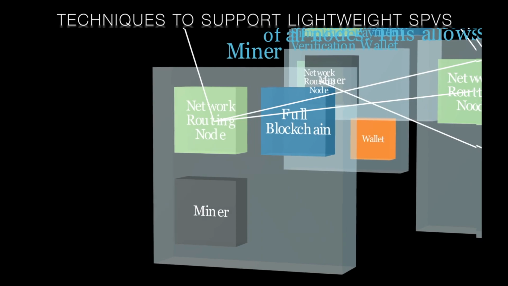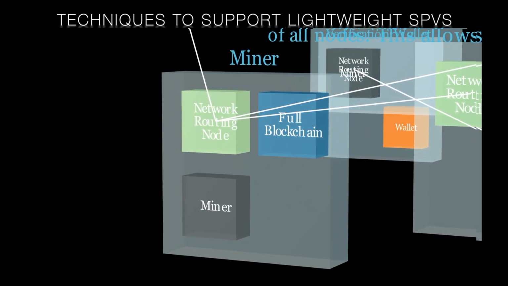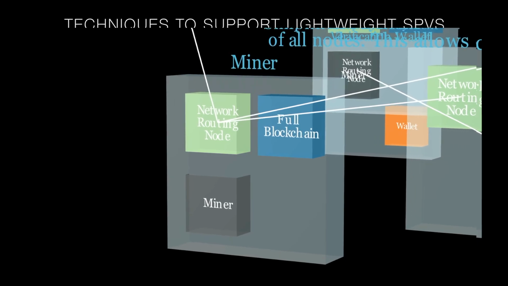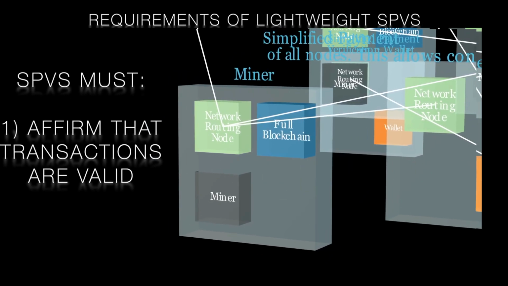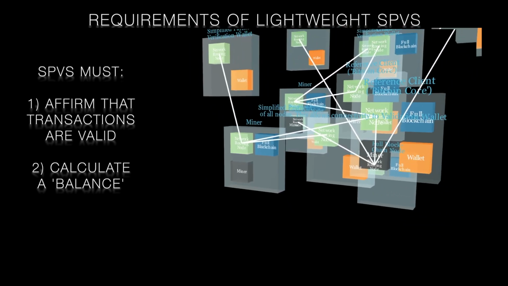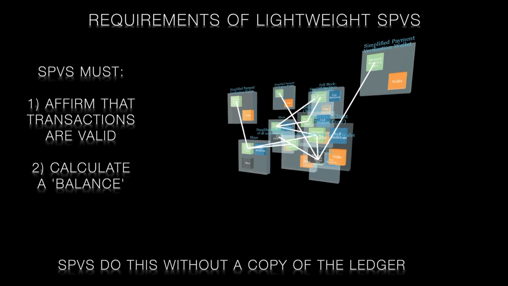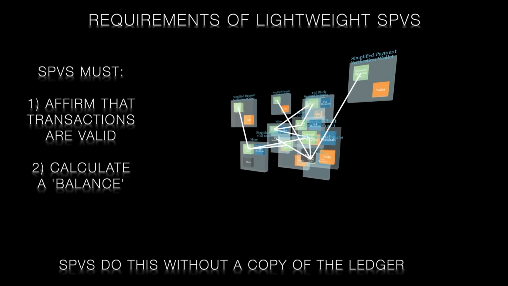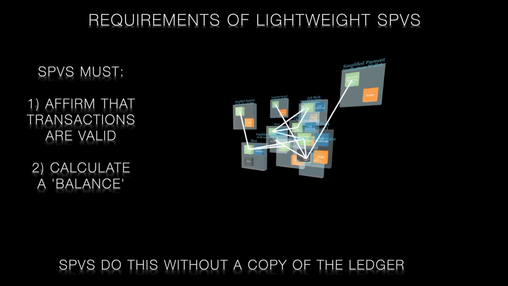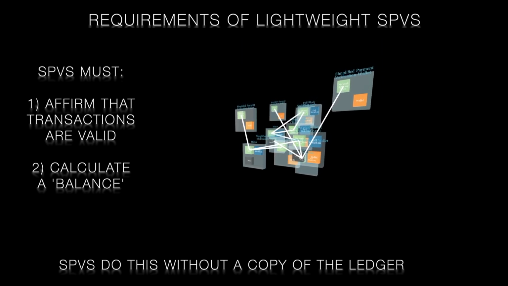To recap, SPV nodes are lightweight. They perform no mining, nor do they carry a complete copy of the ledger. For them to be effective, we need a mechanism for SPVs to confirm that transactions are valid. They will also need to calculate things like a user's balance, that's to say the sum of all their UTXOs, as well as build transactions from the UTXO set to pay other Bitcoin users.